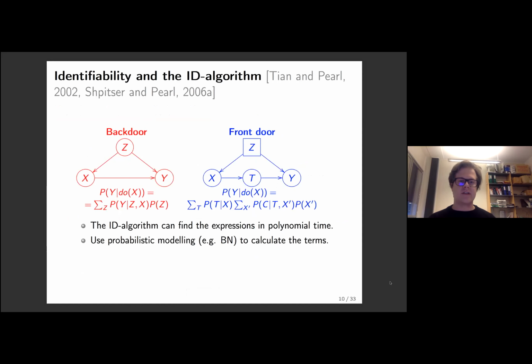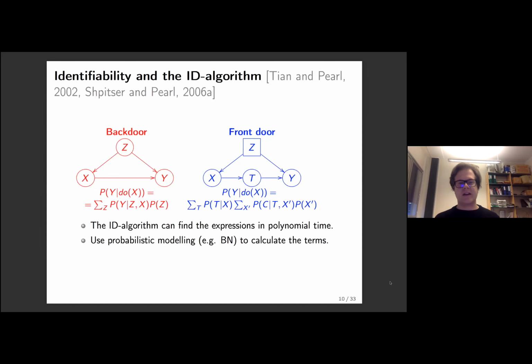In red on the left is the backdoor idea, where through this formula you can do this backdoor adjustment. By summing over Z in this way, you basically take out the backdoor path through Z. This is a backdoor path because it has an edge into X, and you can take out the effect of that and untangle the causal effect. On the right, there's a bit more complicated formula and graph. This is the front door criterion, where you can also identify the causal effect.